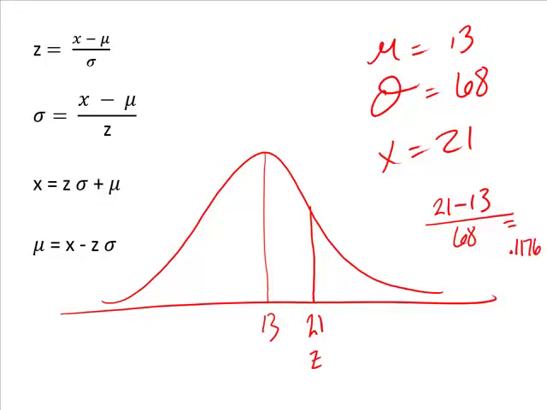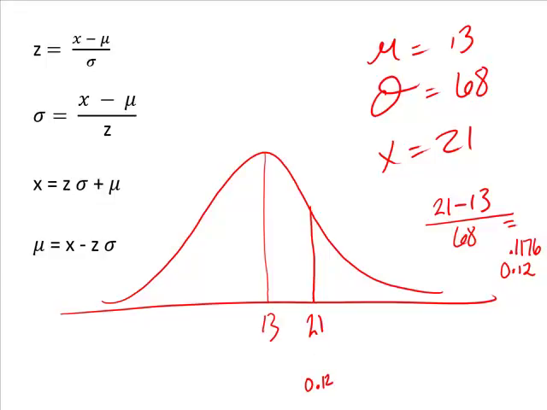It's a z-table, so I need at least two figures. So if my number is 0.1176, and I need two figures after the decimal, what is it really? No, I need two after the decimal. It's 0.12. So z is 0.12. Okay.